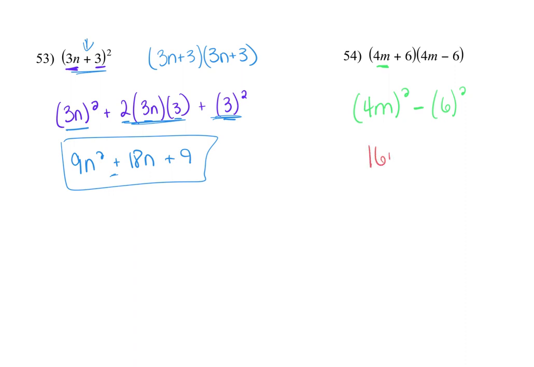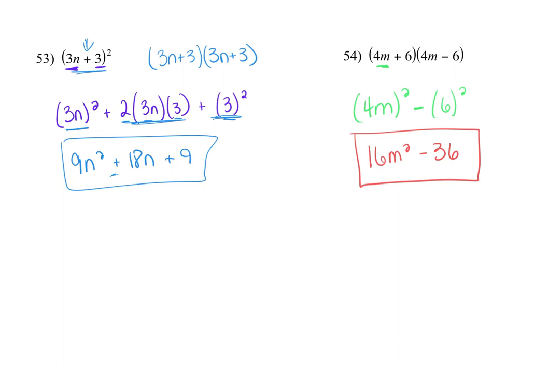4m squared, that is 16m squared. 6 squared is 36. And you are done. The plus minus will always cancel the middle term. So even if you FOIL it, you're going to get a positive and a negative of the same thing in the center. All right? Questions on those special cases?